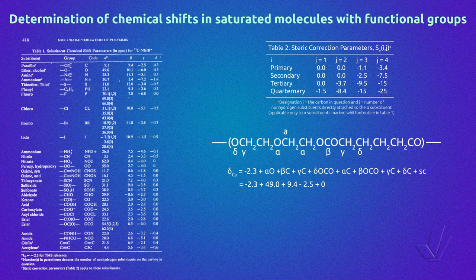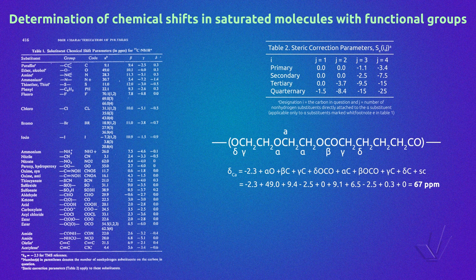On the right, the carbon A has a carbon in alpha, whose constant is 9.1, and in beta, it has an ester bonded first by the oxygen group, so the constant is 6.5. Then there is a carbon in gamma, whose constant is minus 2.5, and another carbon in delta, a constant 0.3. In this case, the steric correction is zero. The calculated chemical shift for this carbon A is 67 ppm.